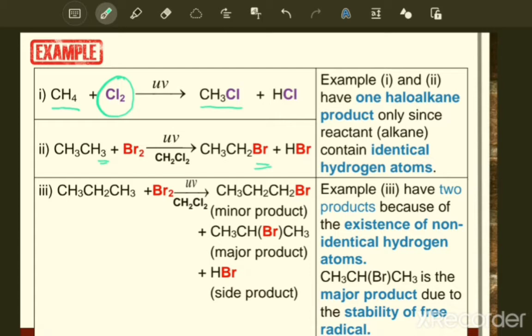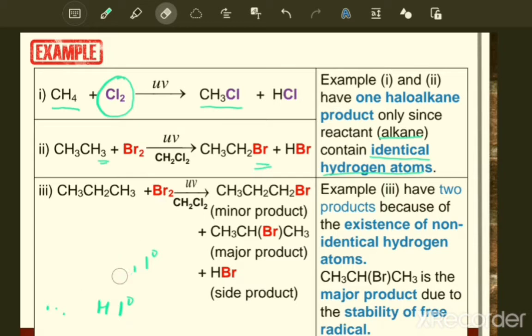It is because our alkane contains identical hydrogen atoms. For example, if we have ethane, all of these hydrogens in ethane are primary hydrogens. So that's why the product is only one, because it contains identical hydrogen atoms.